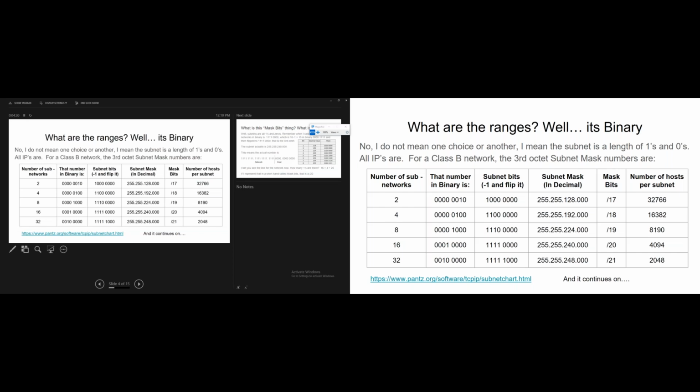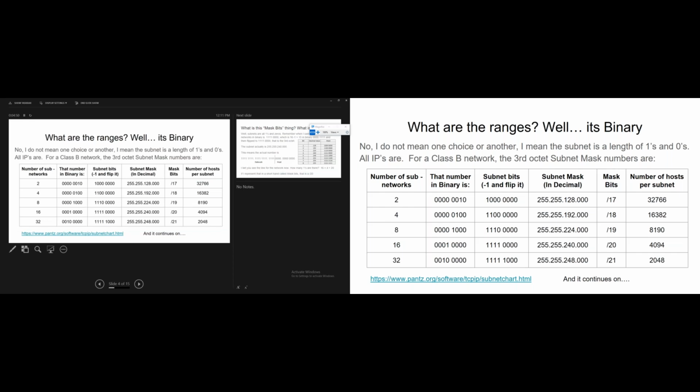Now, here's why this is bad. Your IT department's probably not going to tell you the subnet. They're going to tell you the mask bits, because it's a shorthand for the subnet. And they figure, if you know what you're talking about, you'll be able to figure this out. If you can't figure this out, fire up a calculator and figure it out.